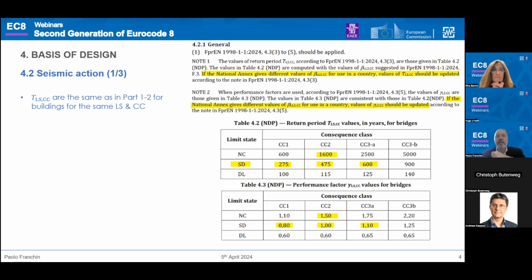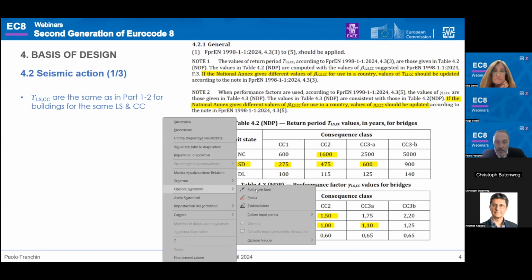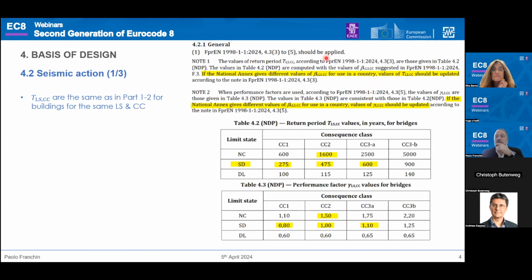3 slides on seismic action. The seismic action is defined in part 1.1, and design seismic action is given. The intensity is specified either in terms of return period or in terms of the performance factor. And the return period is a function of the limit state and the consequence class.